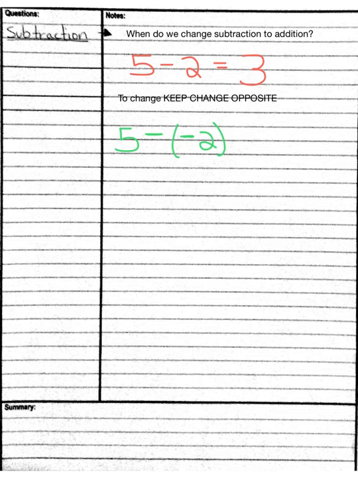We're going to keep the 5. We're going to change from subtraction to addition. So we keep the first number, we change to addition. And what's the opposite of a negative 2? It is a positive 2. Doesn't that look so much prettier? 5 take away negative 2 is the exact same thing as 5 plus 2. 5 plus 2 is a lot easier to do. It's 7. You knew that.